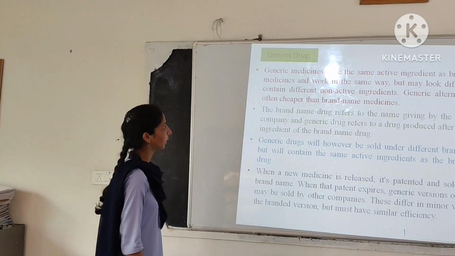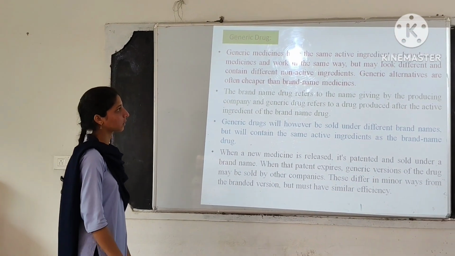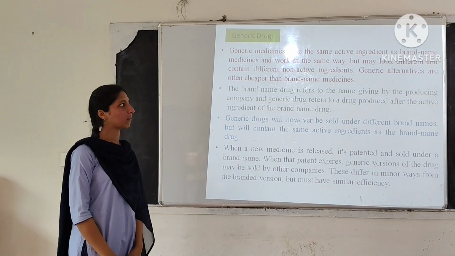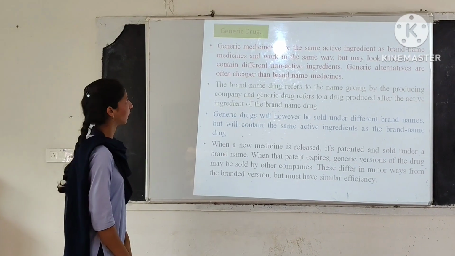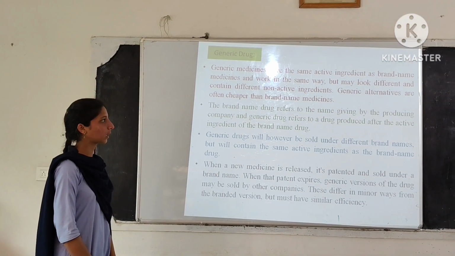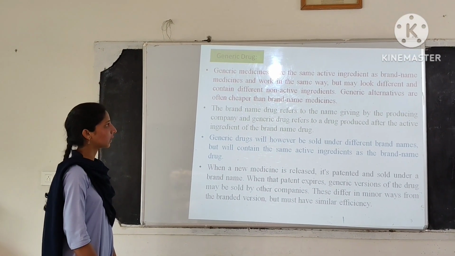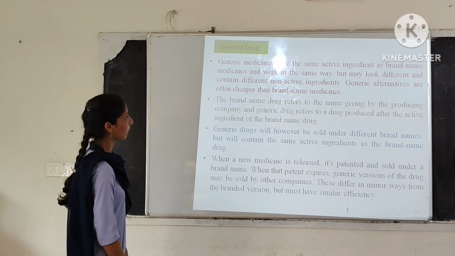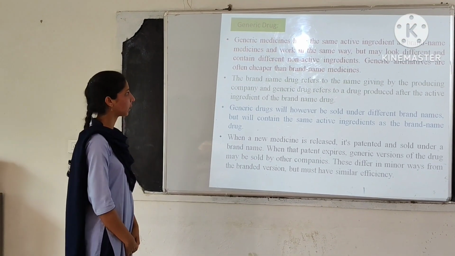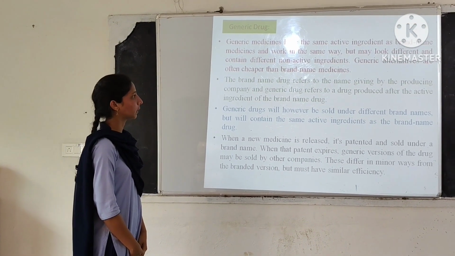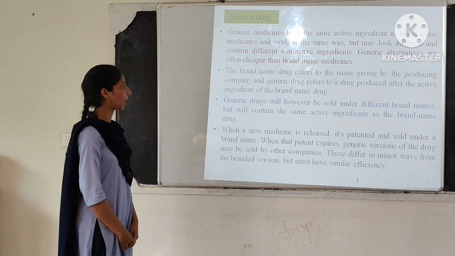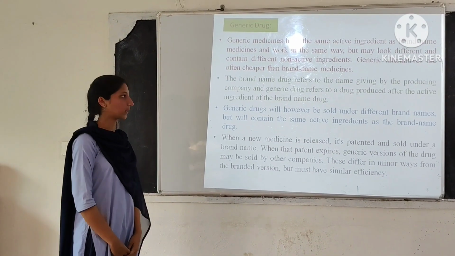Generic drugs. Generic medicines have the same active ingredient as brand name medicines and work in the same way, but may look different and contain different non-active ingredients. Generic alternatives are often cheaper than brand name medicines. The brand name drug refers to the name given by the producing company, and generic drug refers to a drug produced after the active ingredient of the brand name drug.